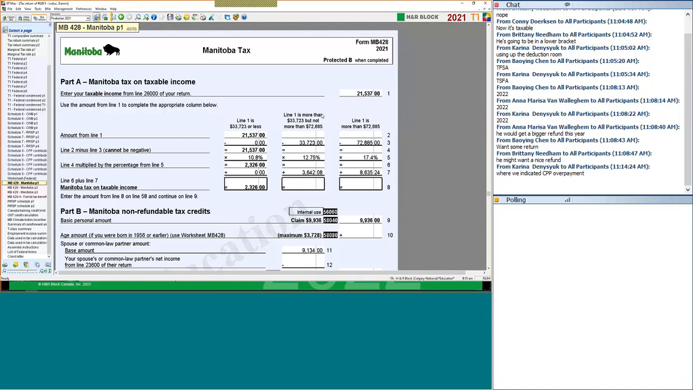We need to practice the Manitoba ones. The Manitoba forms are quite complicated. So keep doing them by hand. It's the best way to learn them.